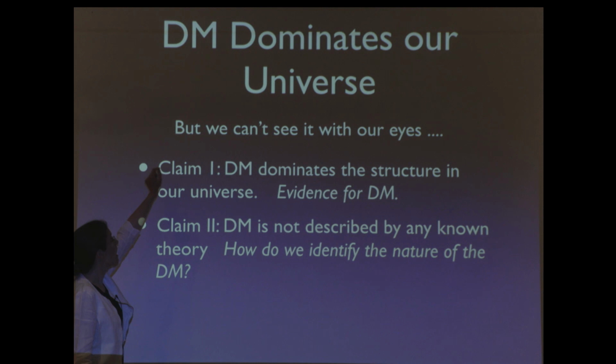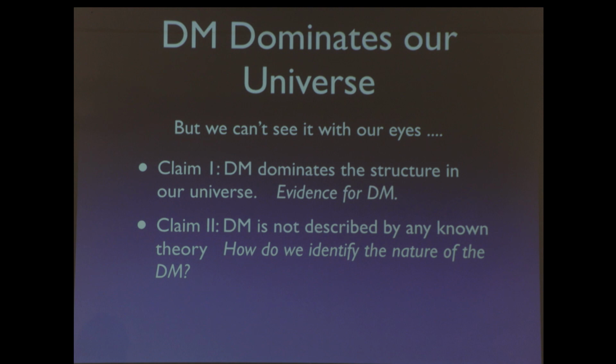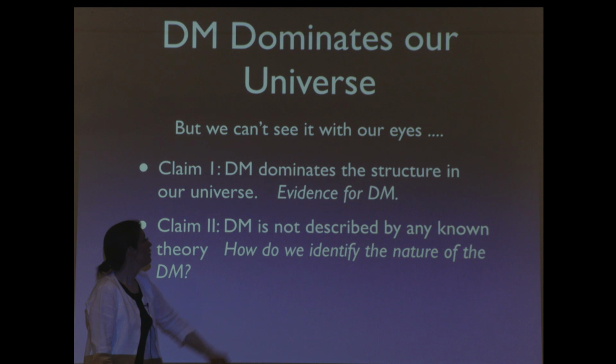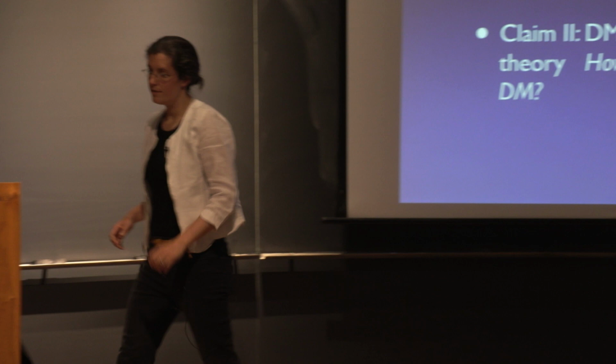Okay, so dark matter dominates our universe, but we can't see it with our eyes. So I want to go through these two claims. The first claim is that dark matter dominates the structure in our universe, and I'll explain what I mean by structure. Our galaxy, the Milky Way galaxy, is an example of a structure. There are many, many galaxies in our universe. I'll talk about how the existence of these structures provides evidence for dark matter. Then the second claim is that dark matter is not described by any known theory.